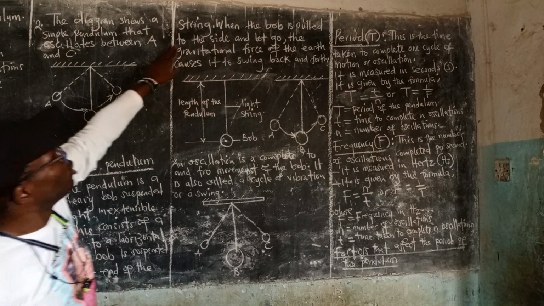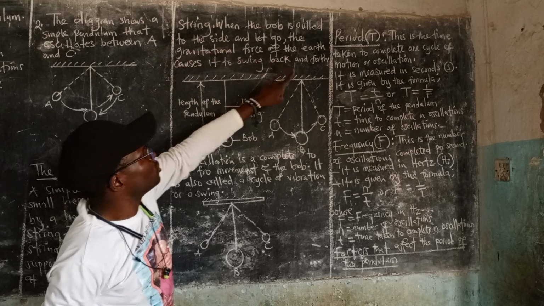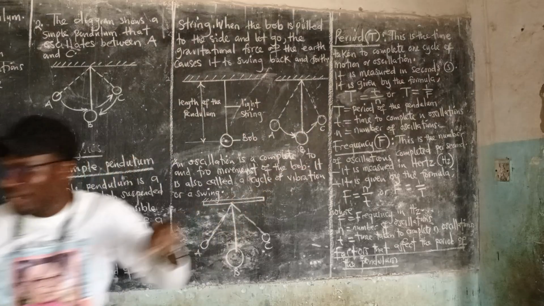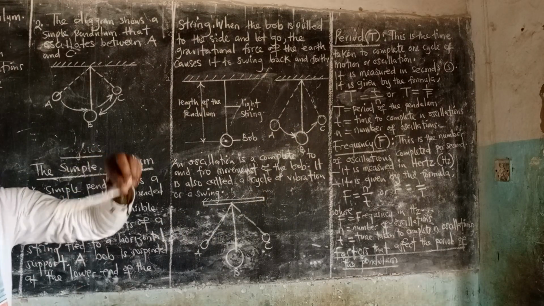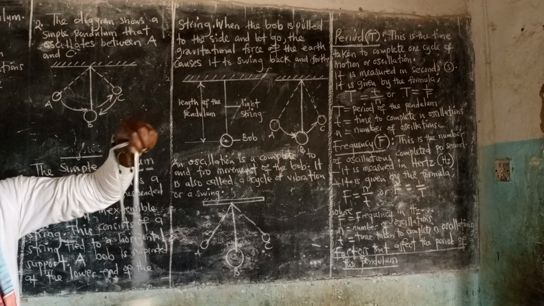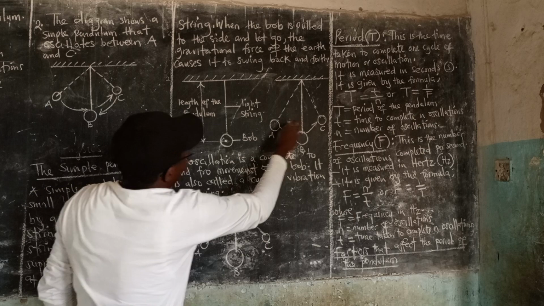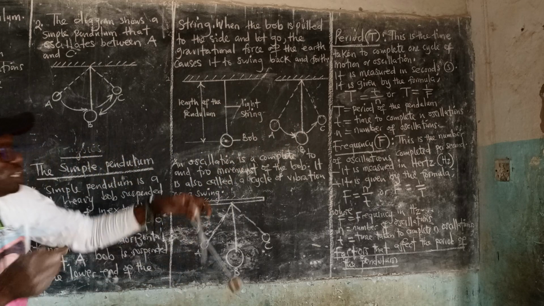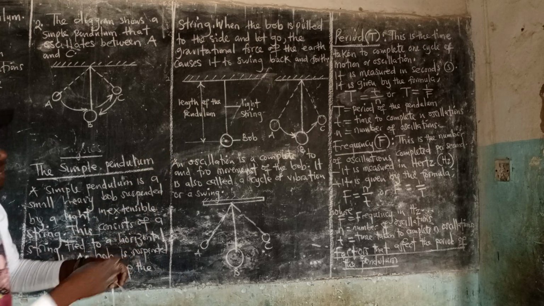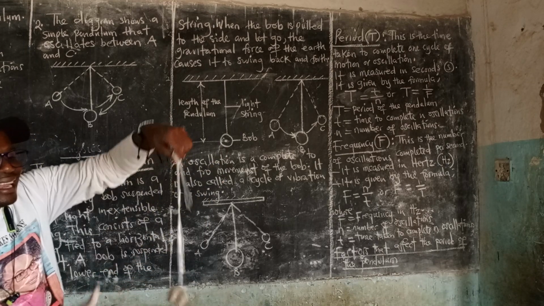When the bulb is put to the side and then let go, the gravitational force of the earth causes it to swing back and forth. When it is put from one end and then released, it is able to swing back and forth like that. So, swinging. But this is the length of the pendulum string, and this is the bulb.